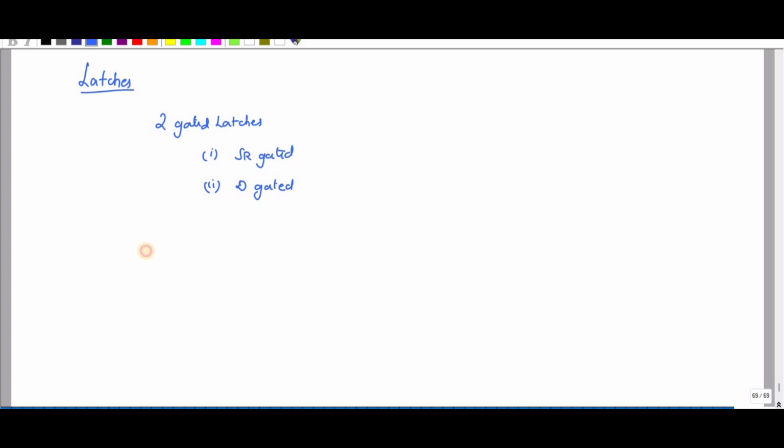So what is a latch? It can store the binary value like 0 or 1 till the power is delivered to the circuit. So when the input changes, the output will change immediately. Okay. So let us discuss first, let me discuss the SR gated latch.